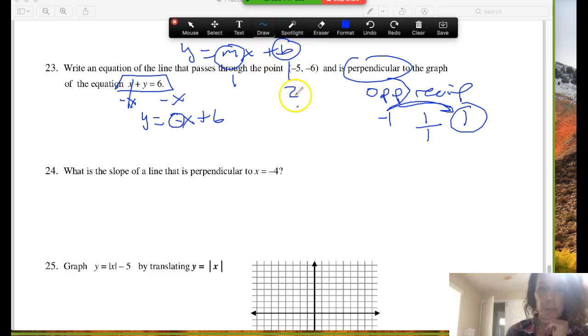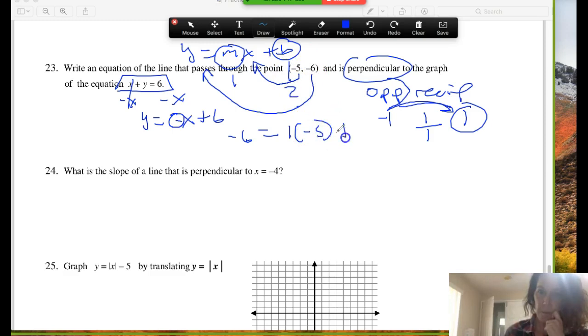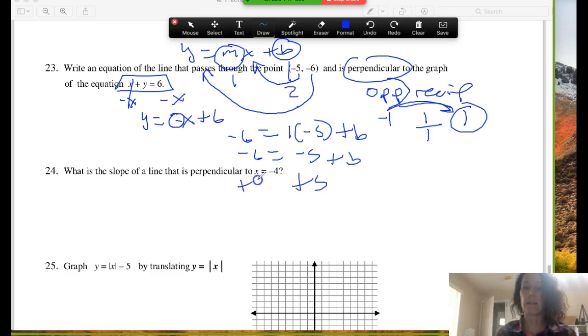Now find the y-intercept. Well, they give me the point -5, -6, and I have a slope of 1. So I can find the y-intercept. Plug in -5 for x, and plug in -6 for y. So you're going to go -6 equals 1 is my slope, not -1, 1 times x, which is -5, plus b, and solve for b. So -6 equals -5 plus b. Add 5 to both sides, and you're going to get -6 plus 5, which is -1. And that will equal your y-intercept.